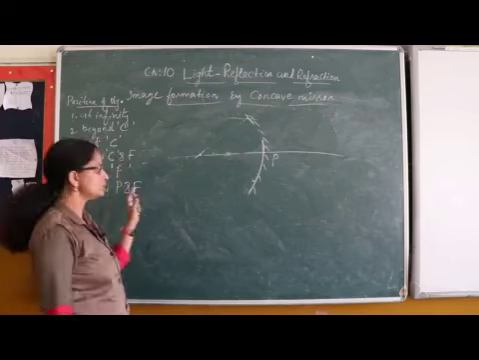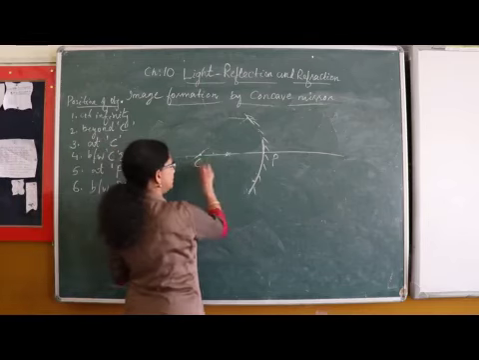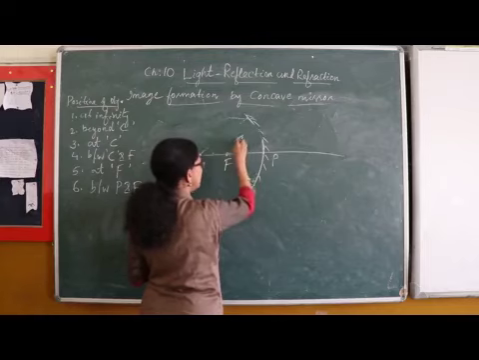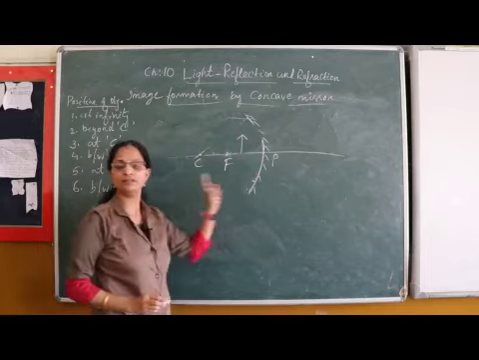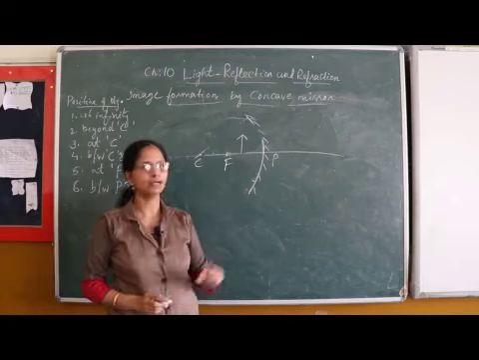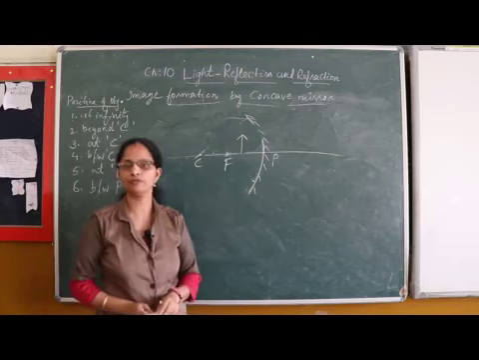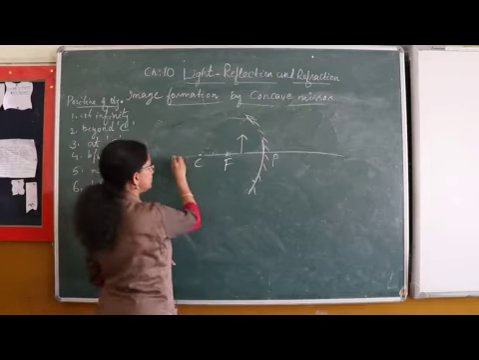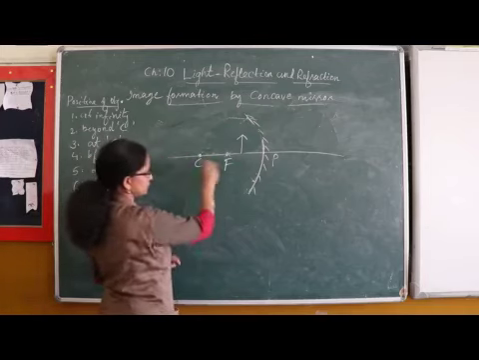But in this last situation, when we keep the object between P and F, the concave mirror forms a virtual image. Only in this situation can the concave mirror form a virtual image. So, we can see how this virtual image is formed in this situation.